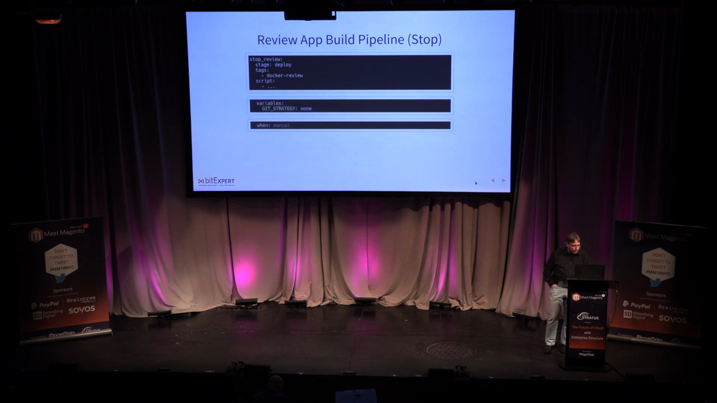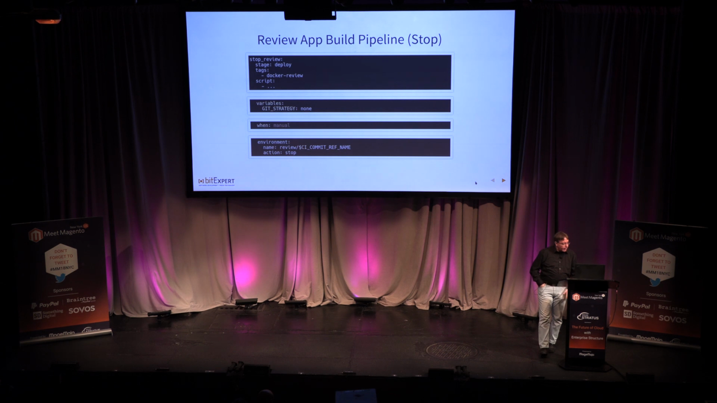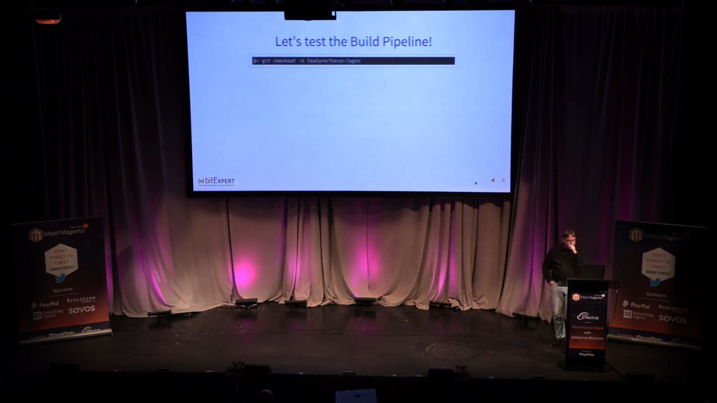We say no git checkout when manual, because that's weird, because this job is never called manually, but since it's called by another job, you need to set this. So just don't ask. And then we just say, OK, stop the environment. And back in the script section, we would then kill the Docker containers that are part of this review app. And that's basically it. So let's test that.